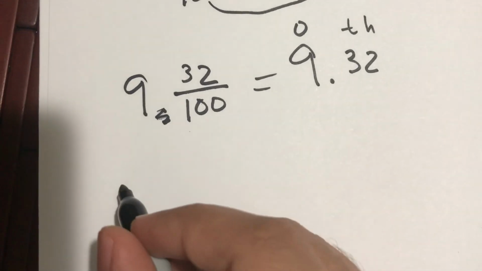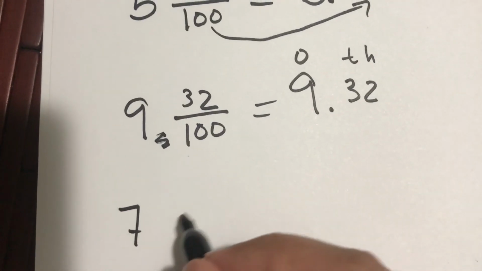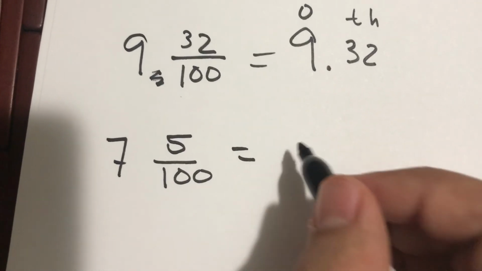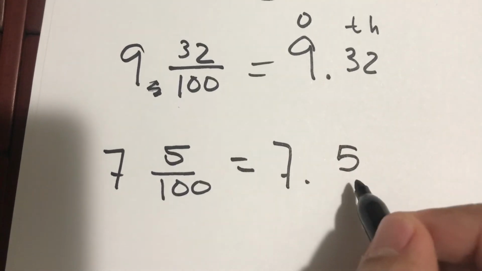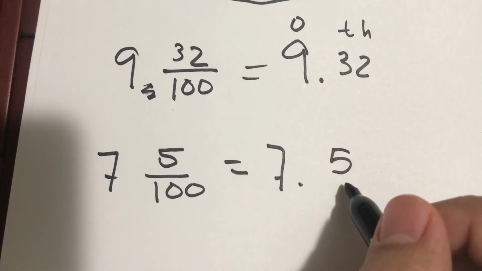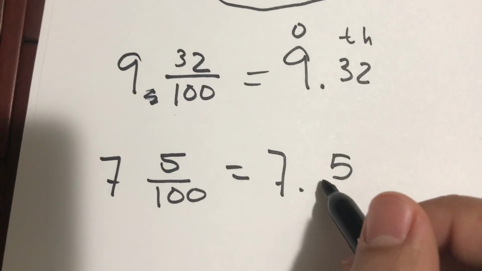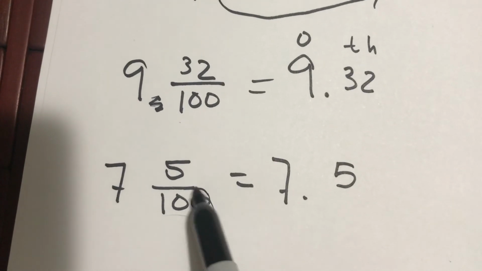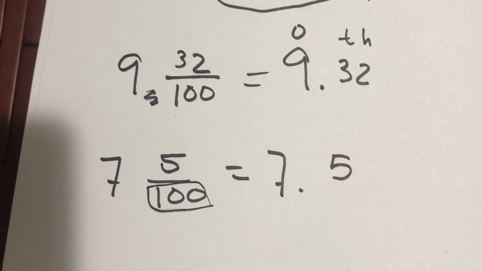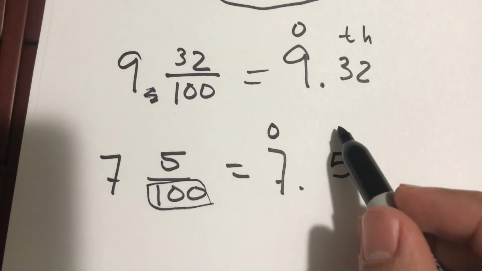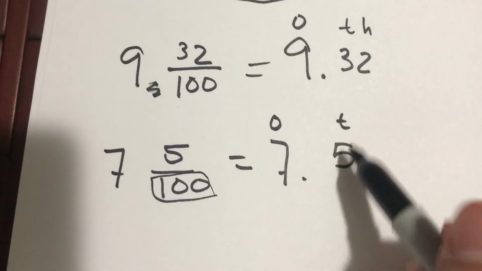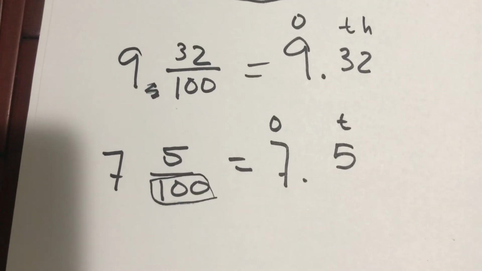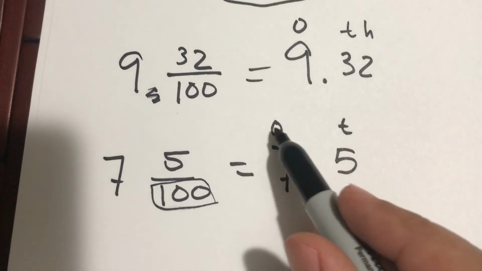Okay, another one. 7 and 5 over 100. So pay close attention to this one. I could simply go 7 and 5, there you go, 7 and 5 hundredths, but we're talking out of 100, okay? So think about it. We have ones, and then our first place value would be tenths. Do we have 5 out of 10 or do we have 5 out of 100? We have 5 out of 100. So we have the 5 in the wrong place value. So this would not work.